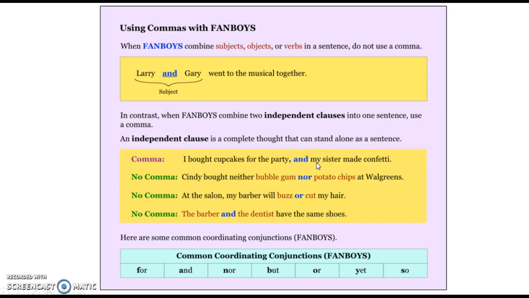Be careful though, because as we talked about, just because a sentence has a fanboys word doesn't mean that it needs a comma. For example, Larry and Gary went to the musical together. Those are not independent clauses on either side of the fanboys word, so there's no comma. You only need that comma when it's the pattern independent clause, fanboys, another independent clause. And I think at this point we all know the fanboys, but they are down here if you want to jot those down.